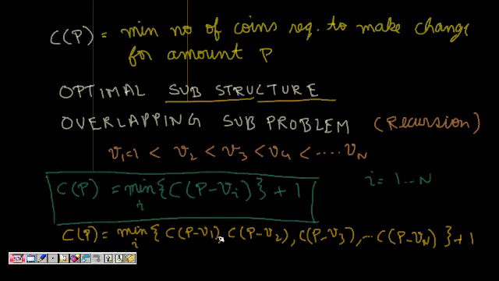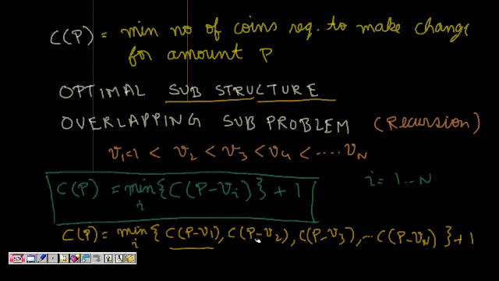So let's say the last coin, I can choose any one of the coins like v1, v2, v3. If I use v1, that means I now have p minus v1, and I should already have the change for that. When I'm using C of p minus v1, this tells me this is the optimal solution I already know for p minus v1. So this is the minimum number of coins required for the sum p minus v1.